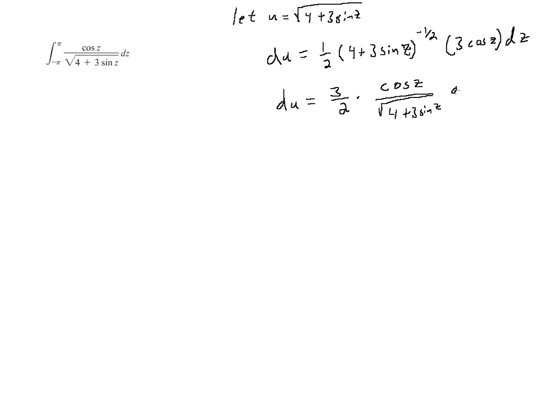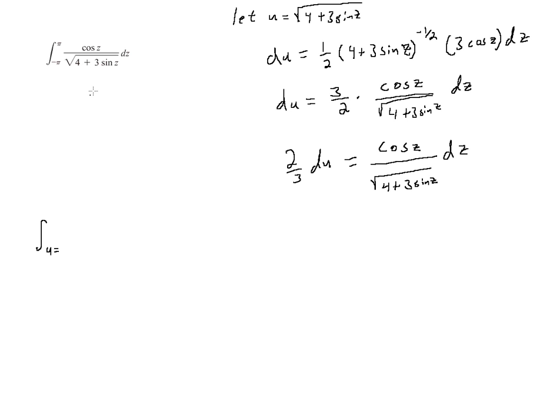Well, look at that. The cosine of z over the square root of 4 plus 3 sine of z, I have that exactly in my integrand. So all I need to do is multiply both sides by 2/3 to get 2/3 du equals the cosine of z over the square root of 4 plus 3 sine of z dz. And I'll make that substitution. I'm also going to change my limits of integration, because I don't want to do an indefinite integral and then come back, and that's just too much work.